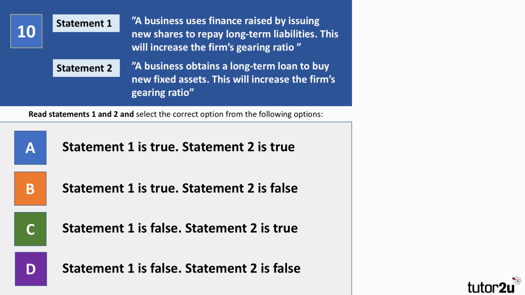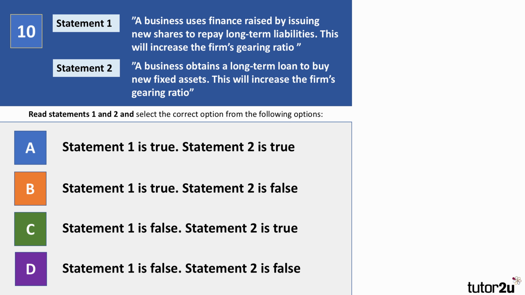Now, this is a tough one. Gearing is all about the proportion of finance that is represented by non-current liabilities, things like long-term loans. Statement 1, let's have a look. Well, if you used finance by issuing new shares to repay long-term liabilities, that is going to reduce your non-current liabilities. So the top half of the calculation of gearing goes down, the bottom half actually stays the same, but that will reduce the firm's gearing ratio. So statement 1 is false.